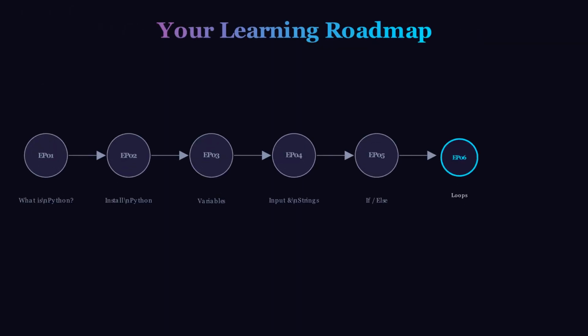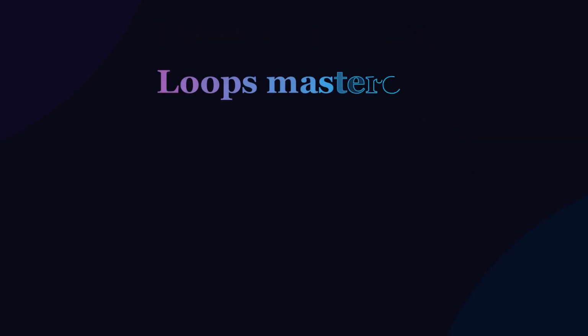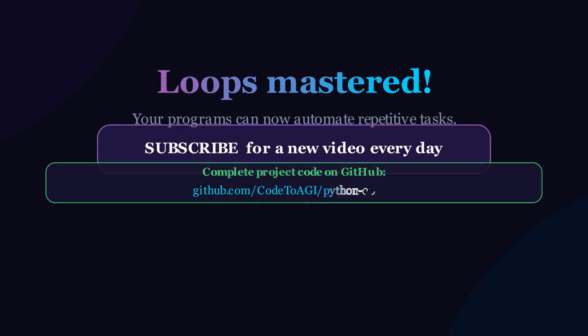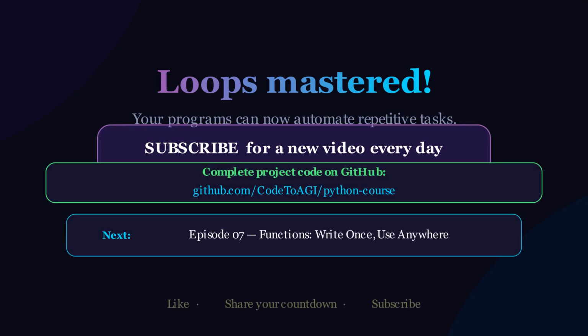In episode 7, we learn functions. Functions let you write code once and reuse it anywhere. It is one of the most important concepts in all of programming. Make sure you subscribe so you do not miss it. And with loops mastered, your programs can now automate repetitive tasks. That is a massive step forward.